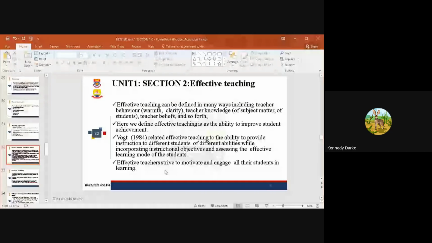And so here we are saying, how do you do this? We have different categories of students in your class. How do you meet all of them, their challenges? You don't say that once some 30 people have understood, I'm good to go. No. Effective teachers strive to motivate and engage all the students in learning. So if you're an effective teacher, you find all means to let your students understand and achieve whatever you want them to get.